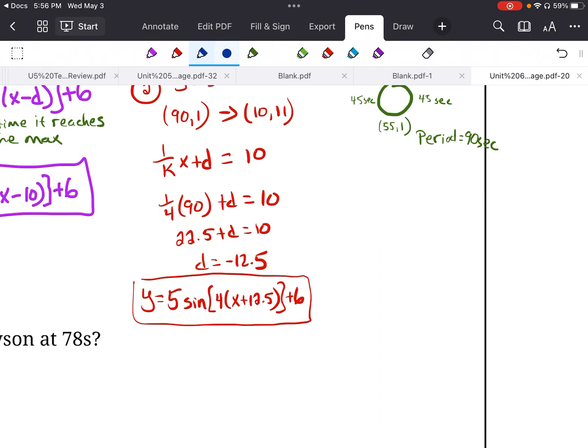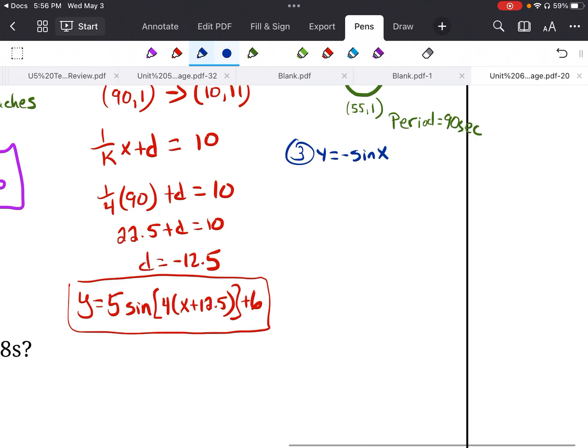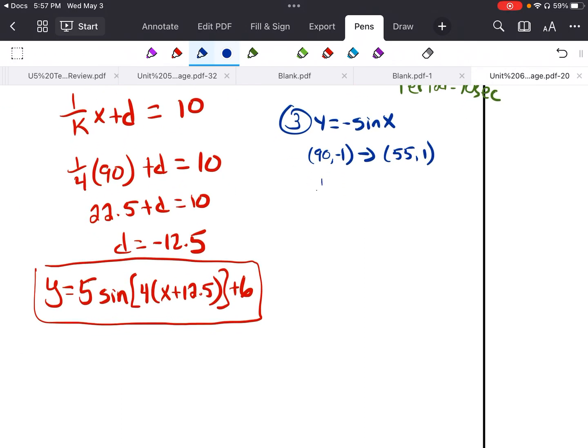And then equation 3 we'll do in blue here. We're going to work with negative sine x, because we know a minimum value. Again, we want to find the d, so the parent function for negative sine is (90, -1), and we're trying to get it to (55, 1), which is the first time that it reaches the minimum. So again, we have 1 over k, which is 1 over 4. We're plugging in the original 90, and this time it will equal 55.